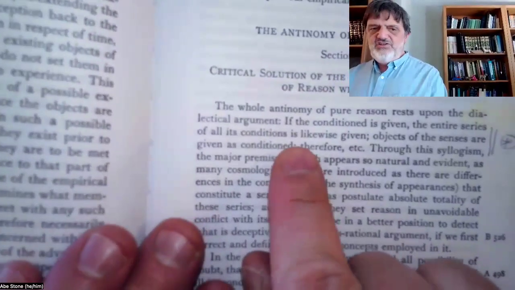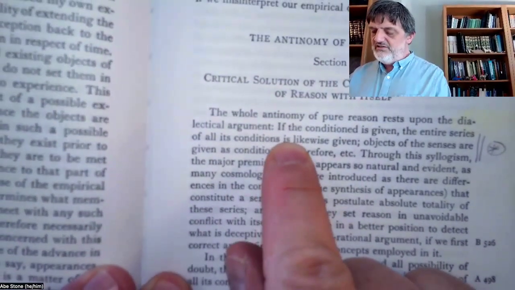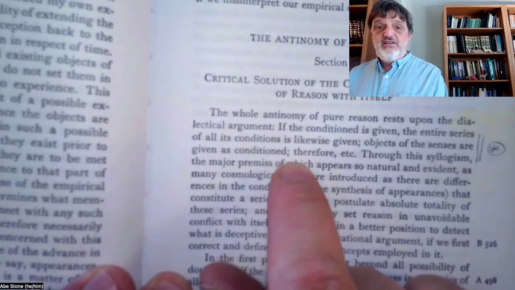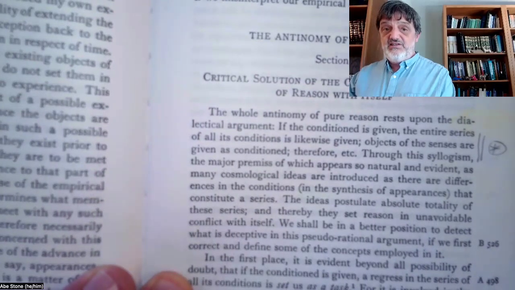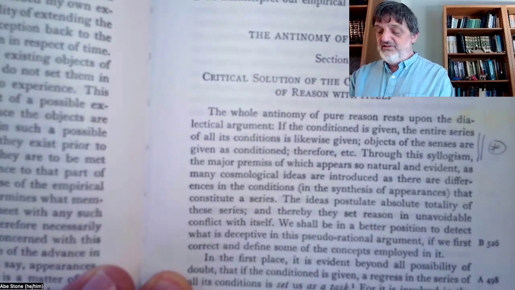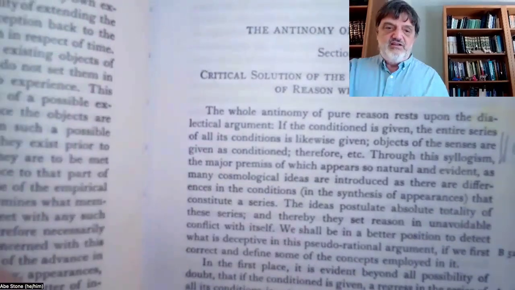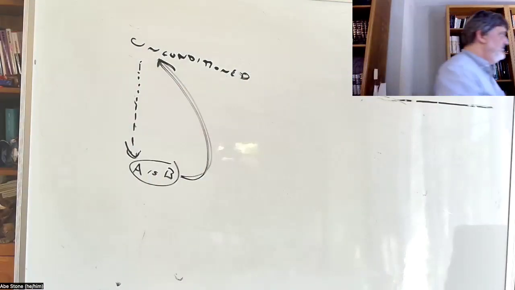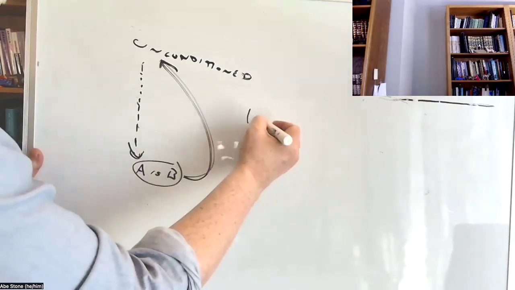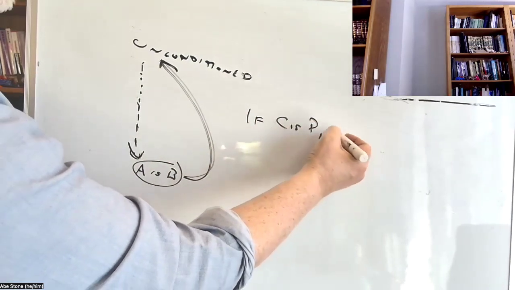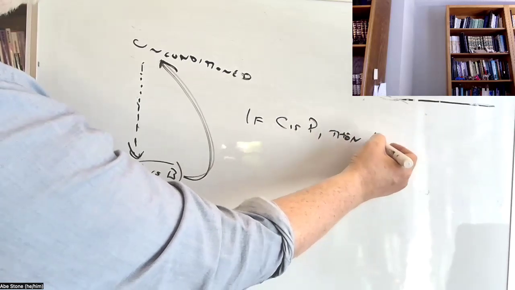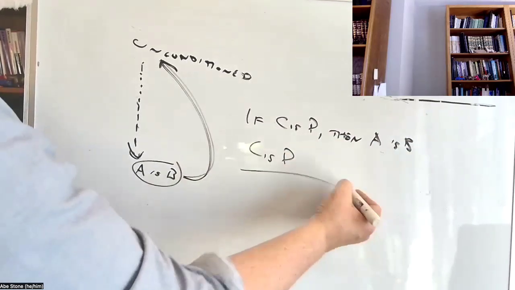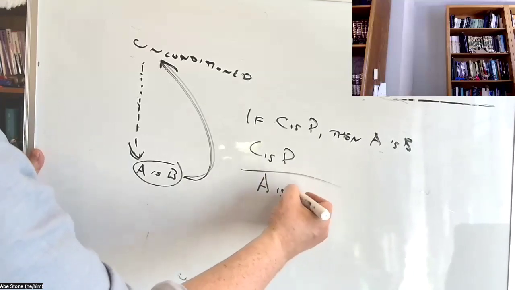So what I got confused about when I was reading this before is that in a hypothetical syllogism, the minor premise is supposed to be the same as the antecedent of the major premise. Right? Again, the form is: if C is D, then A is B; the minor premise is C is D; and therefore the conclusion is A is B.